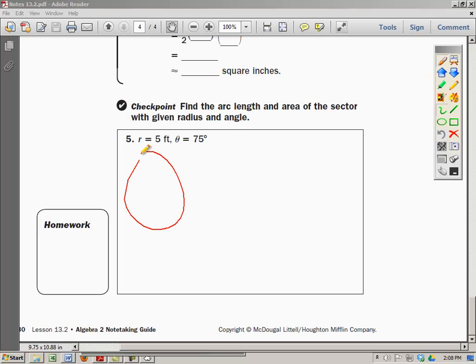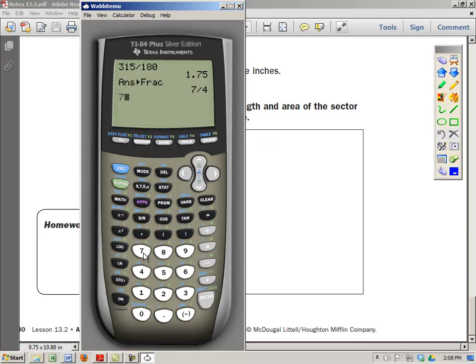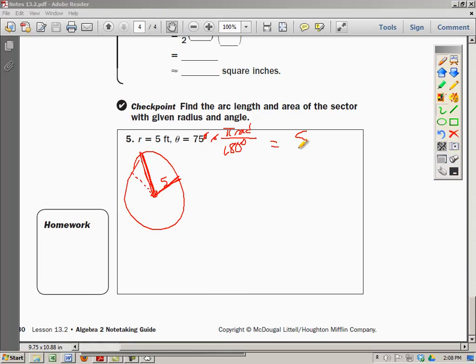Draw a picture. Start off with a circle with a radius of 5, and we have an angle of 75 degrees. I know that 90 degrees would look roughly there, so I'm going to go about like that, just so my picture makes sense. My angle is 75 degrees, which we multiply by pi radians over 180 degrees. Degrees cancels with degrees. Then 75 pi over 180, I would go to my calculator and divide 75 by 180, which is the same thing as 5/12. So this is 5 pi over 12 radians. That's my angle converted to radians.